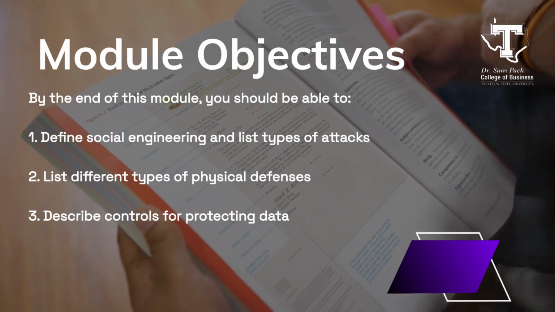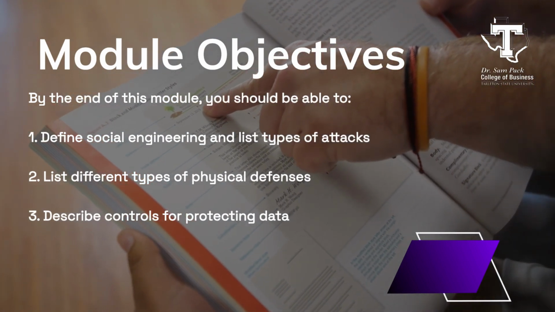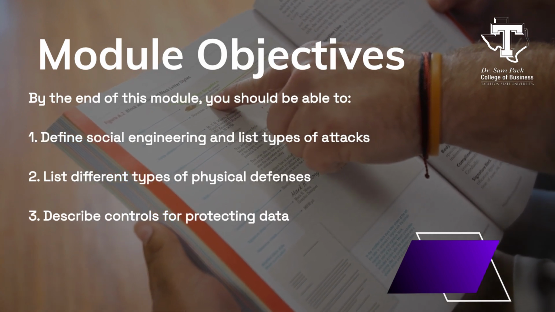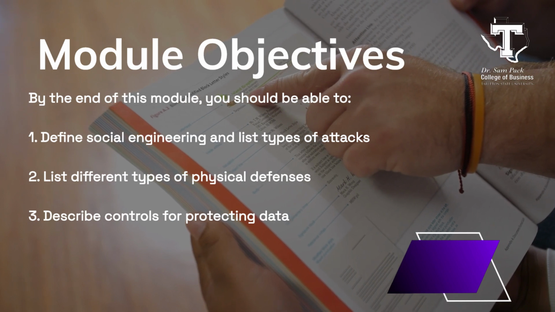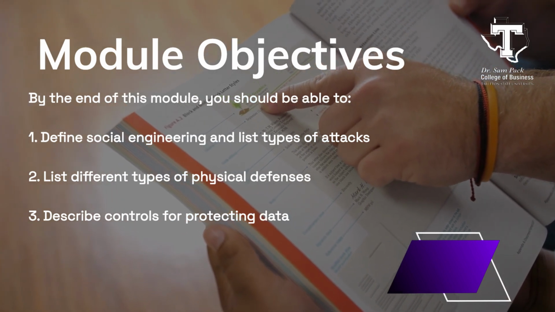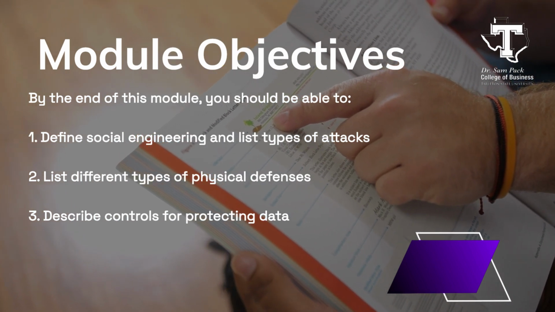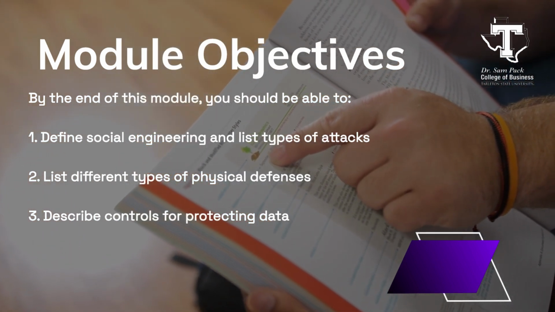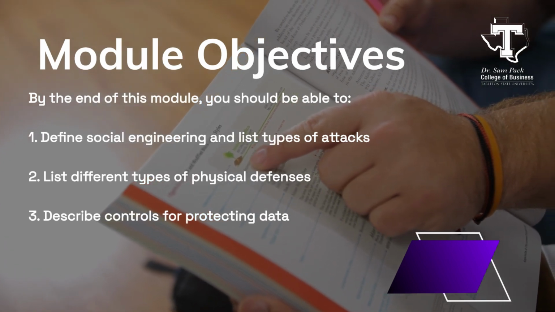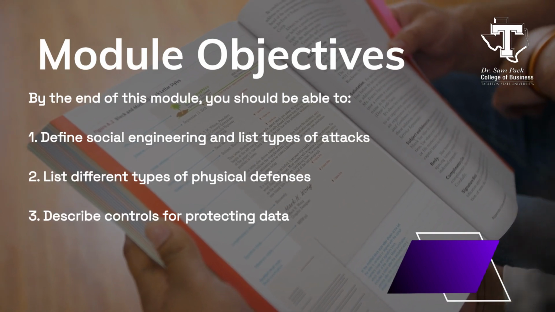List different types of physical defenses. Physical security is a critical aspect of information systems security. You will learn about various physical defenses designed to protect your organization's assets. These include access control measures such as locks, security guards, surveillance cameras, and biometric systems. By understanding these defenses, you'll be better equipped to secure the physical infrastructure of your systems.